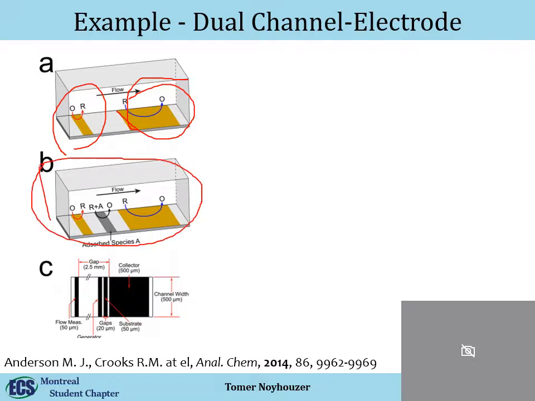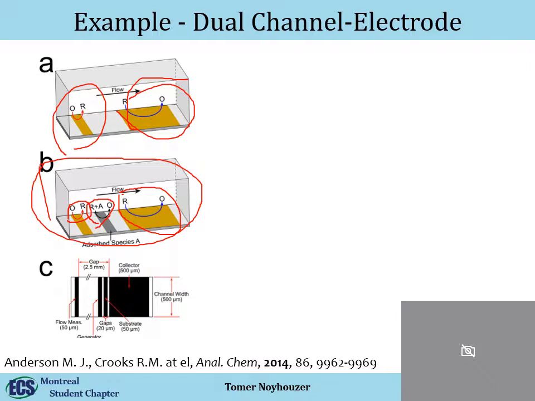So what he did is he reduced the oxidized species, then the reduced form can react with an adsorbed species, forming an oxidized species. And then he measures here the amount of reduced species that are left in the system. So basically by this measurement, he can calculate the amount of adsorbed species. So this is an indirect measurement.